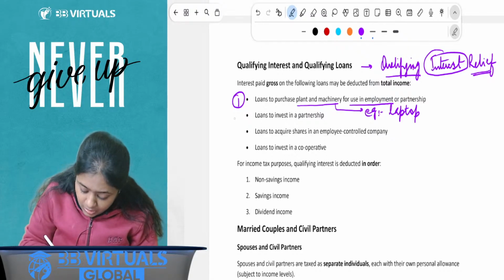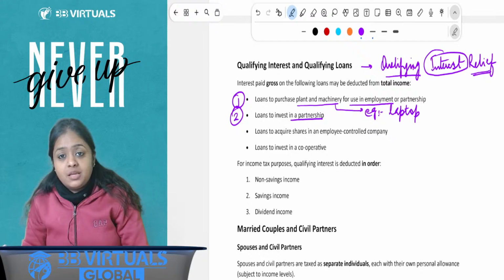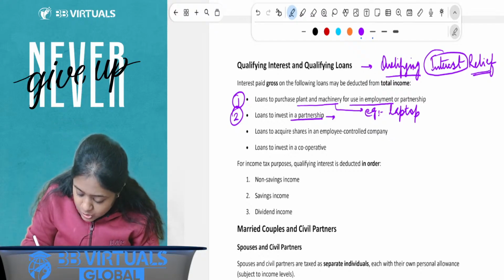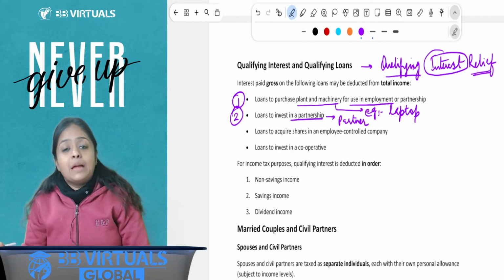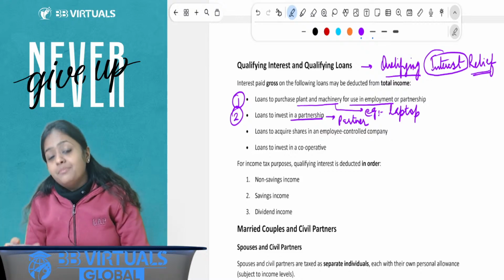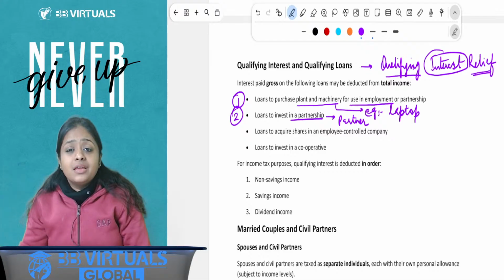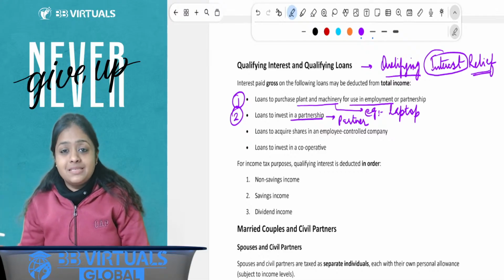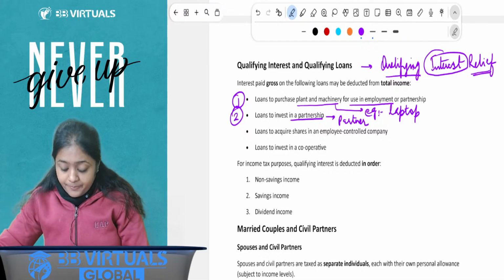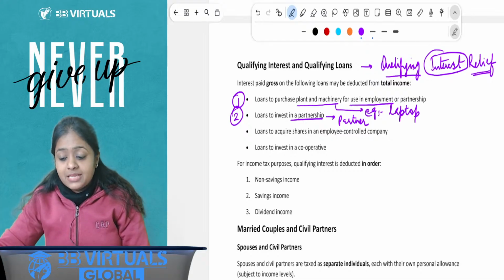Number two, the loan that is taken to invest in a partnership. Who will take a loan to invest in a partnership? A partner. Let's say the partner has taken a loan where he wants to bring in capital to the partnership. He wants to introduce capital, right? So the amount that he has taken as a loan to invest in the partnership is basically termed as your qualifying loan. So this is a qualifying purpose and it is allowed as a qualifying purpose.